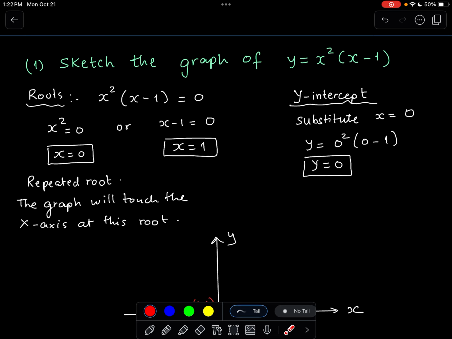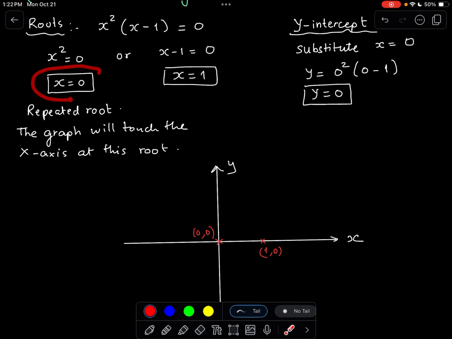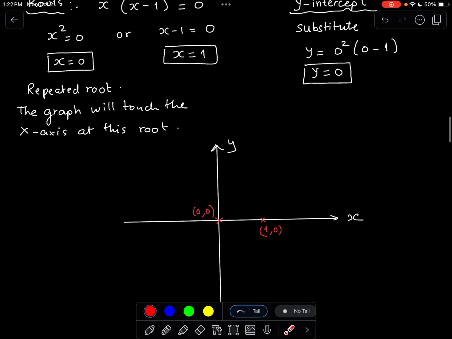So when you multiply x squared with x, you're going to get x cubed. So your graph is going to be uphill, going up, right? And we know that you have a repeated root at x equal to 0. So your graph should touch the axis. So it's going to look something like this. Yeah, remember to use a pencil to draw your graphs. Touch the graph at the axis and then go up.